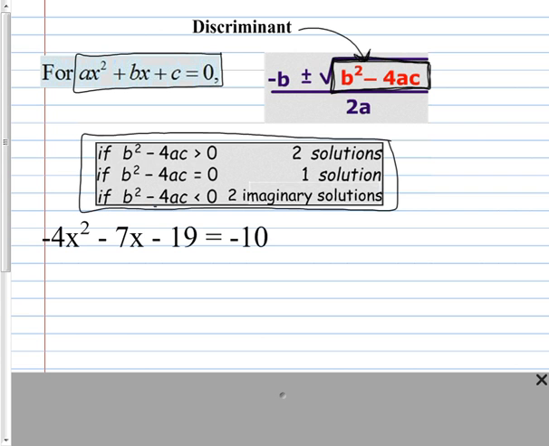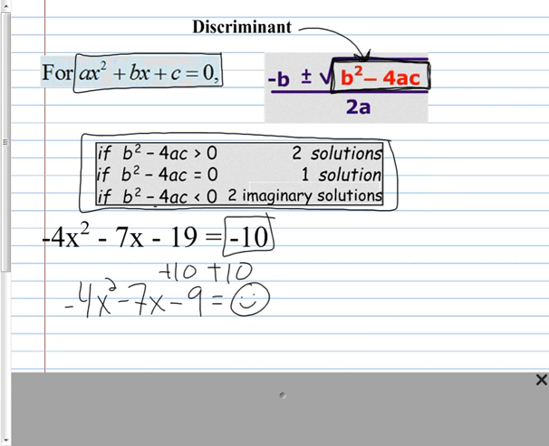So let's look at this first example. Right now, it's not equal to 0. It's equal to -10. So let's manipulate the equation so that it is equal to 0. So that's going to turn it into -4x squared minus 7x minus 9 equals 0. All right, once it's equal to 0, that's what we want. So now we're going to plug a, b, and c into the discriminant, which is the b squared. So -7 squared minus 4 times a times c. And we're going to compare that with 0.